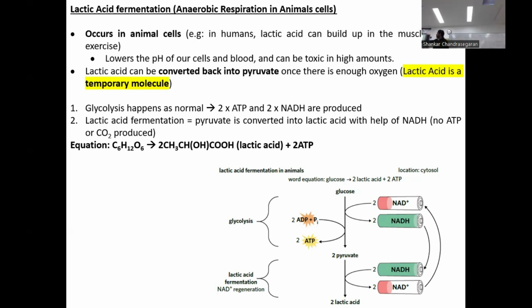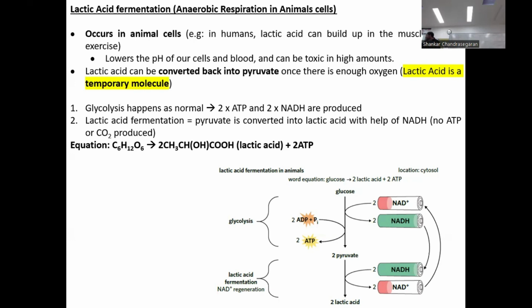So, like we talked about, there's two distinct stages that occur in anaerobic respiration, which is the glycolysis, first step, which produces 2 ATP and 2 NADH, and also the pyruvate molecules. And then the second stage, which uses the pyruvate and converts it into lactic acid with the help of NADH, where it does not produce any other byproducts. Okay, no ATP or no carbon dioxide is produced in the second stage. Only the 2 ATP produced in the glycolysis stage are counted.